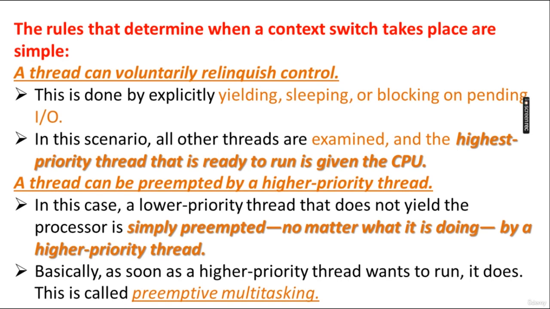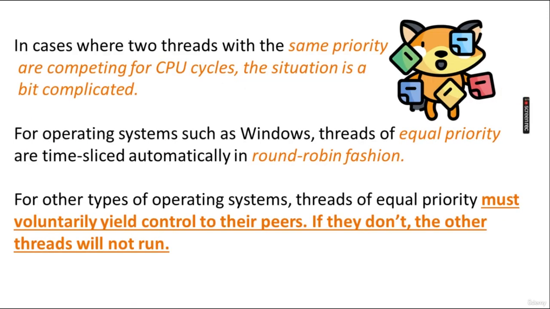Because higher priority is the higher priority. No matter what the lower priority thread is doing, the higher priority thread will be given the CPU. As soon as a higher priority thread wants to run, it does. This is called preemptive multitasking. Then, in cases where two threads with the same priority are competing for CPU cycles, the situation is a bit complicated. For an operating system like Windows, threads of equal priority are time sliced automatically in round robin fashion.